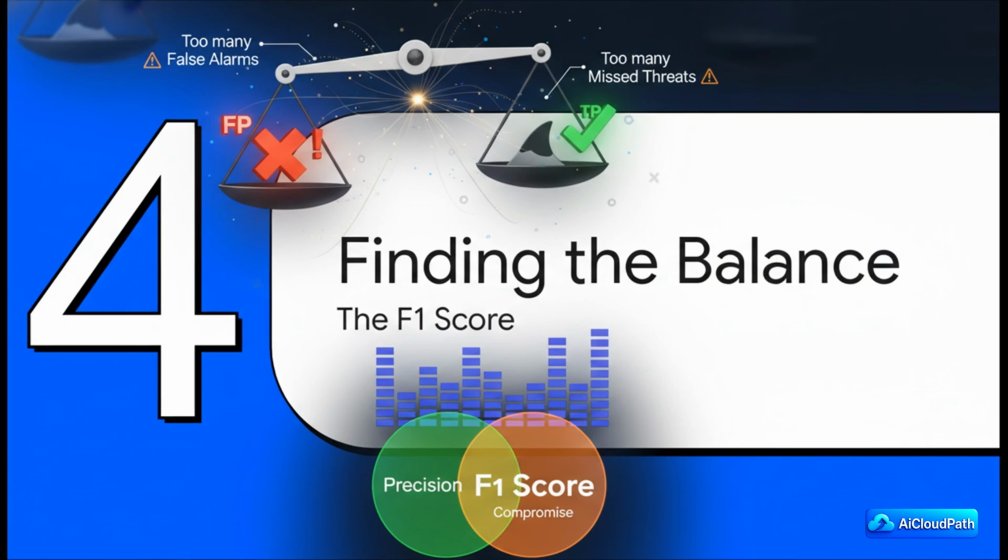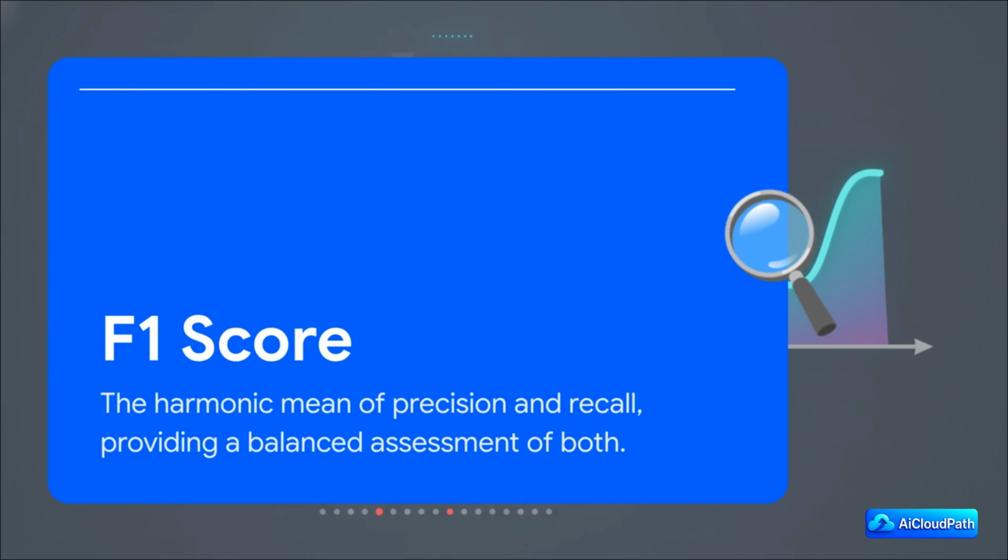Okay, but what if both are important? What if you can't afford a ton of false alarms, but you also really can't afford to miss any real threats? That's where we need a metric that can strike a balance between the two. And that brings us to the F1 score. Think of it as the diplomat that brings precision and recall together. It's a clever metric that combines both of them into a single score. Because it's a harmonic mean, it really punishes models that are terrible at one metric, even if they're great at the other. This makes it a fantastic go-to metric for those tricky imbalanced data sets we were talking about.